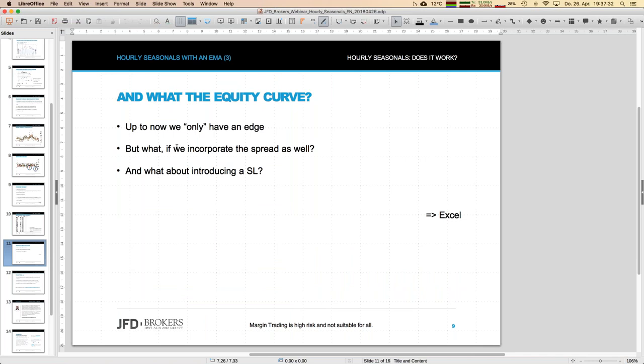So up to now, we have only the edge. So we know the typical movement, the direction of the move, but we need to incorporate the spread as well. And maybe another idea.